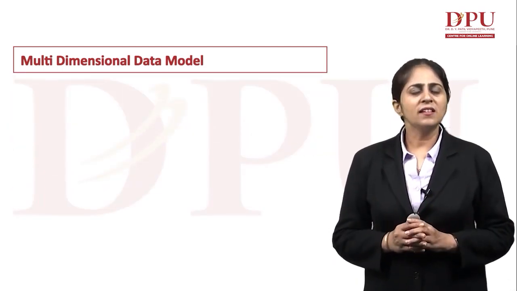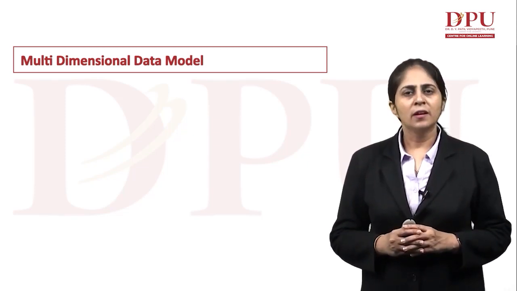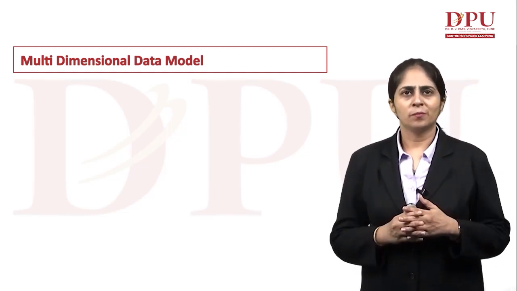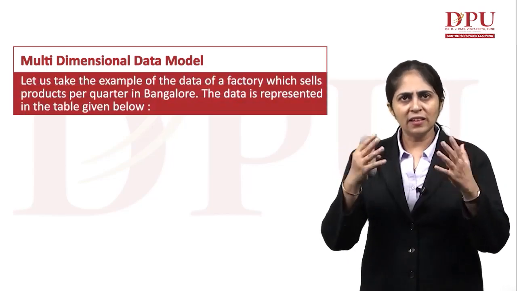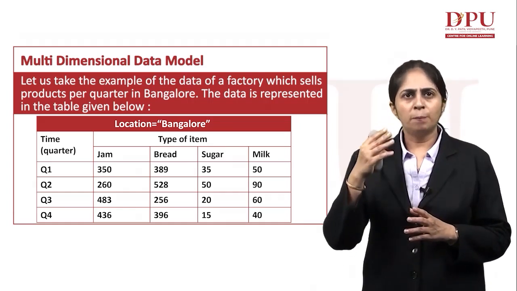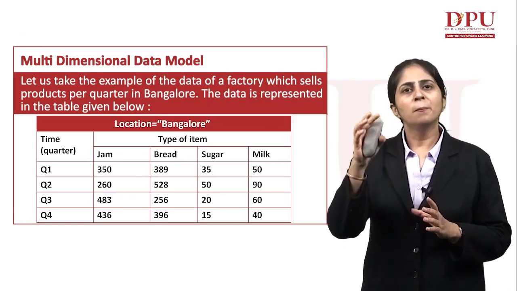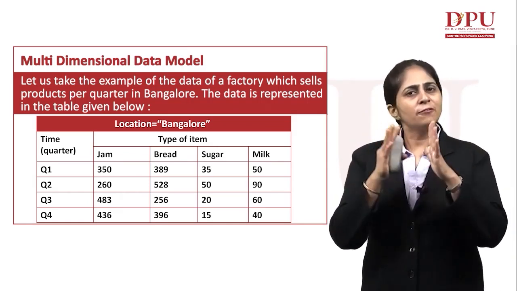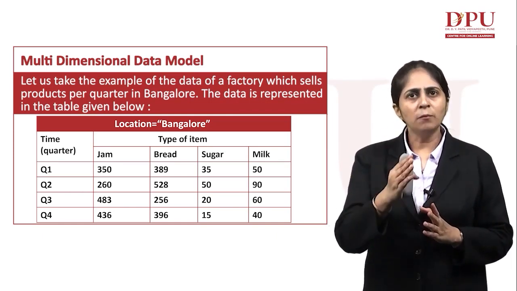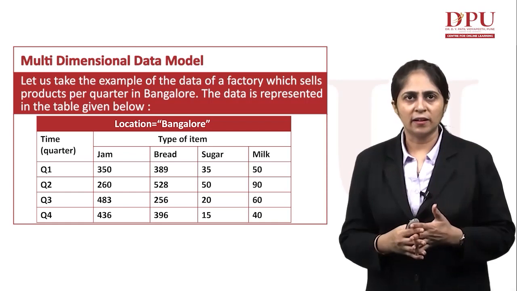Now, let us understand this multi-dimensional data model with the help of an example. Here I am talking about different dimensions. So what does that mean? For example, let's take the data of a factory which sells products per quarter in Bangalore. Suppose the location we're considering is Bangalore. We are talking about a factory which produces different items like jam, bread, sugar, milk. These are the items that we want to analyze.